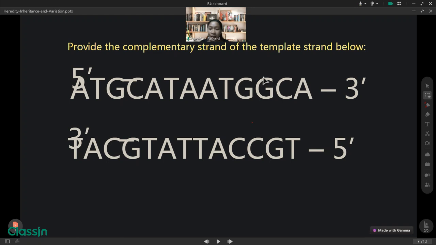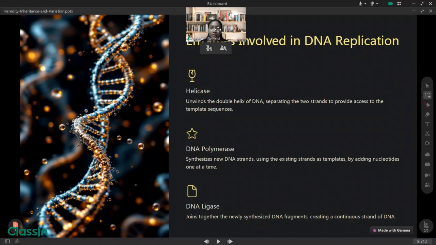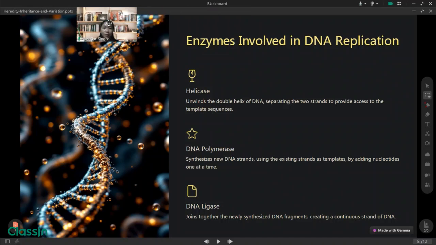Okay, let's move on to DNA replication. Before we proceed, let's look at the enzymes involved in DNA replication. First we have helicase. When we say enzymes, they are catalysts that make DNA replication faster. Again, enzymes are catalysts that speed up the replication of DNA.